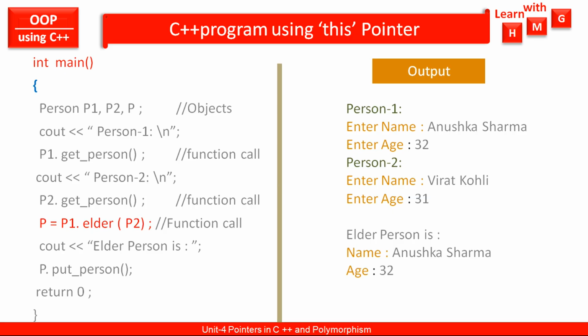So in this way, the program will give you the correct output, that the person whose age is greater will be displayed as the elder person, and this program is implemented using the this pointer.